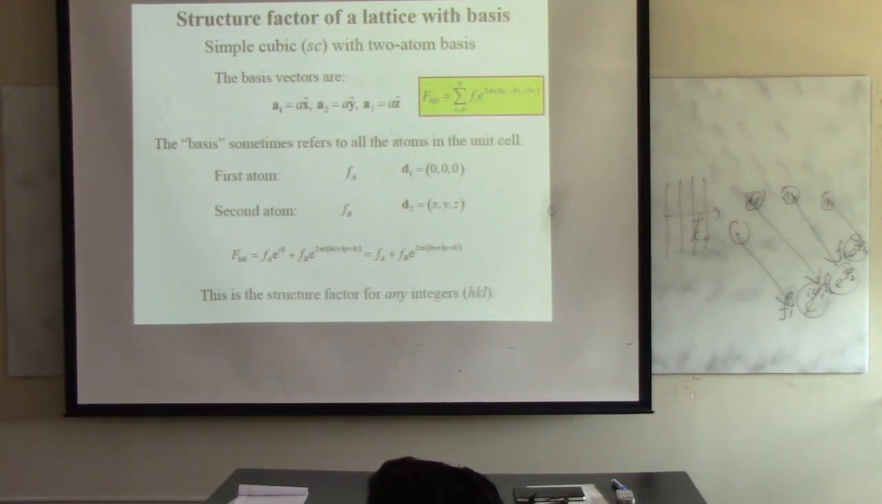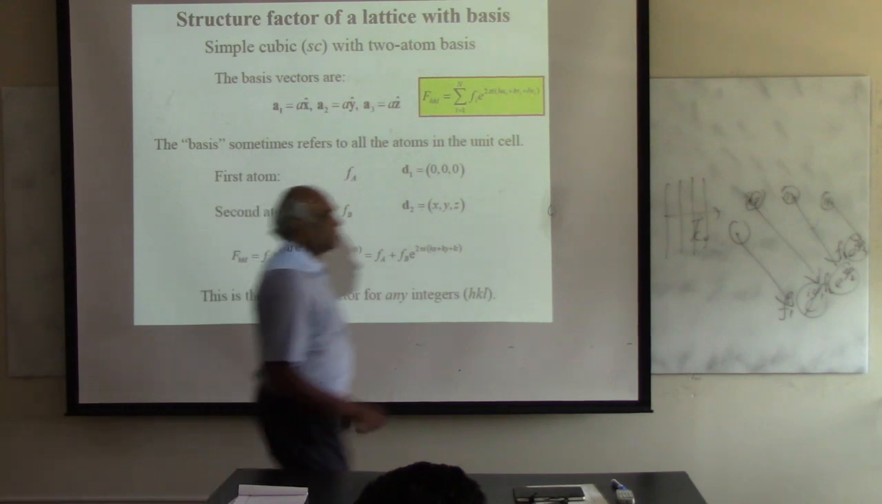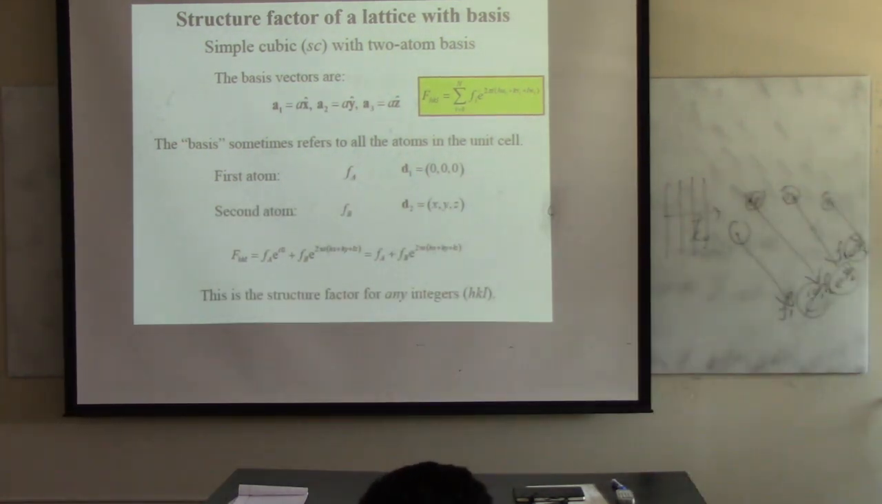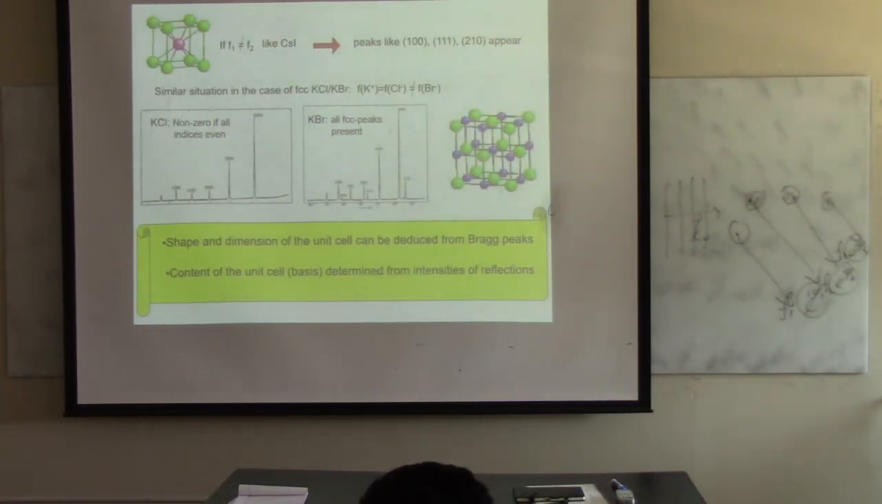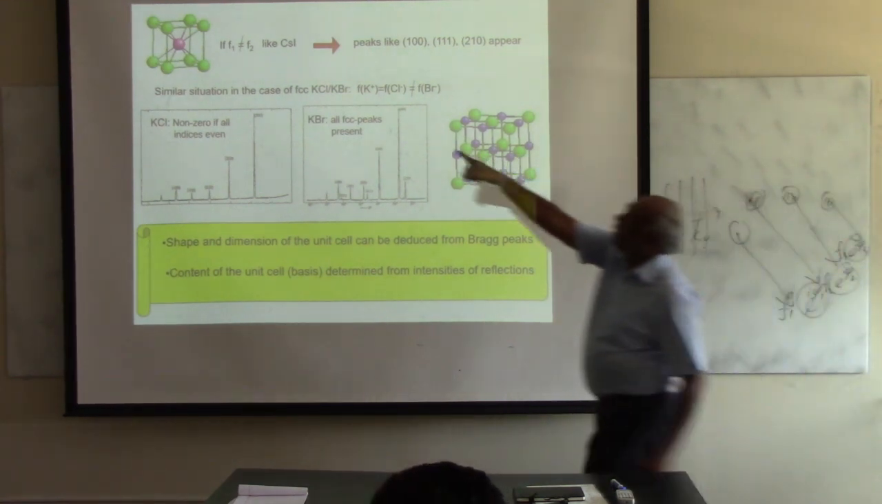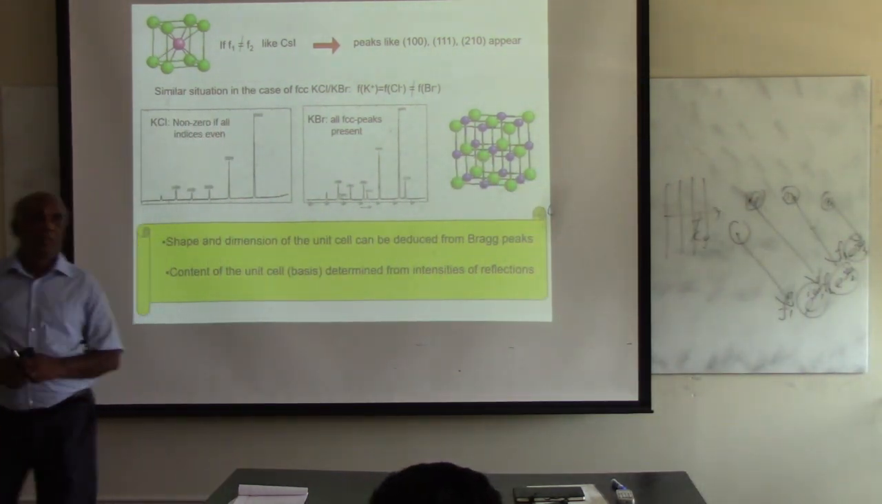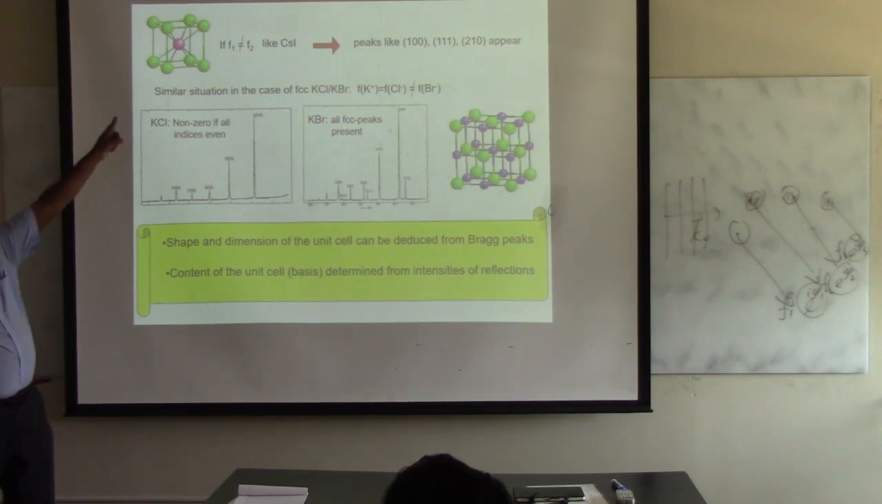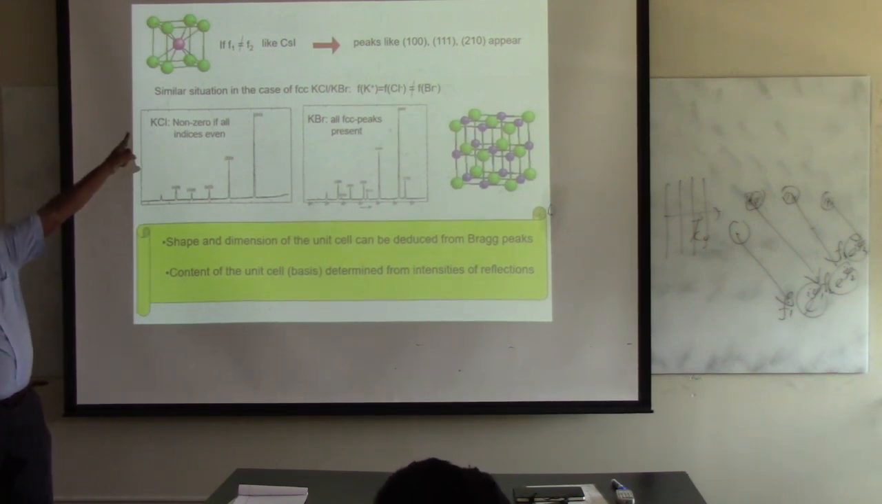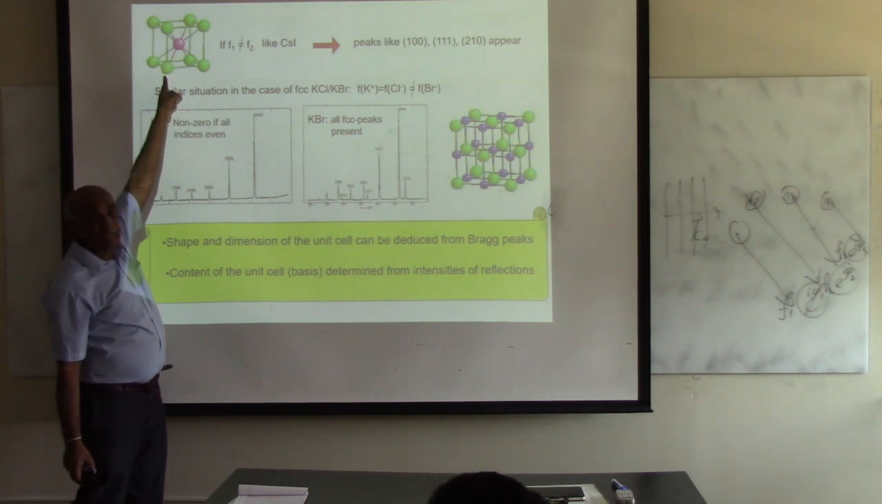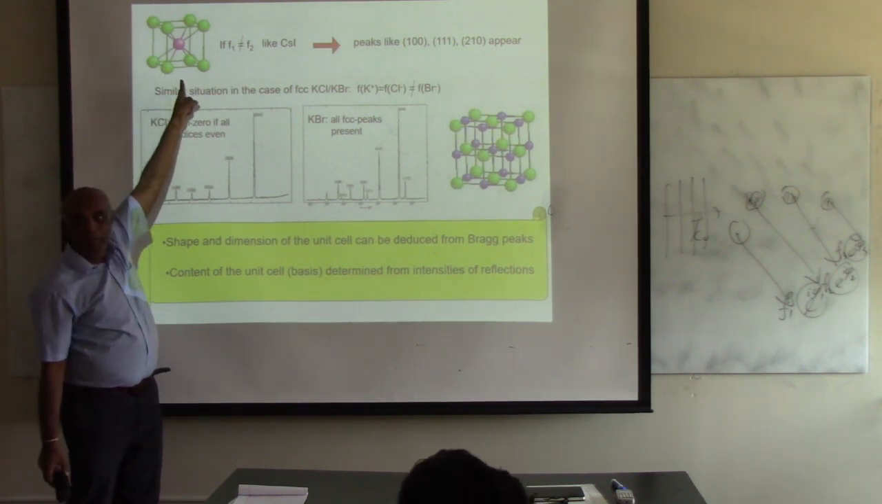Now you can see, if you have the same atom, your intensity will be 0. But if the atoms are different, they are non-zero, right? So actually that's a very important thing. Let me show you. Look at this one. This is actually simple cubic with a 2 atom basis, right? What is the position? One I can take as 0, 0, 0. The other one is what? Half, half, half.